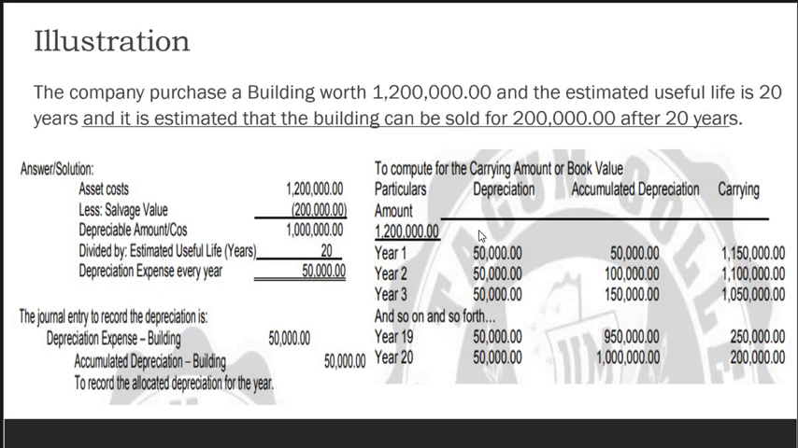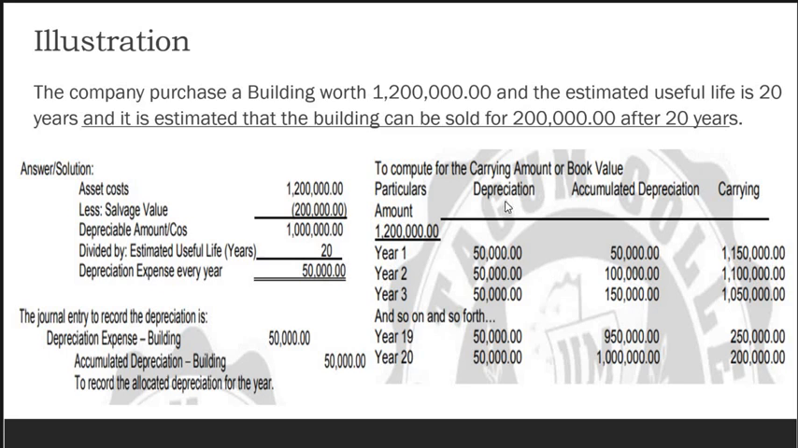Your depreciation is 50,000 in year 1. So of course, the accumulated depreciation is also 50,000, because it's only 1 year. Now, how do we compute for the carrying amount? You start with 1.2 million, and you deduct 50,000. So your carrying amount is 1,150,000 at the end of year 1.